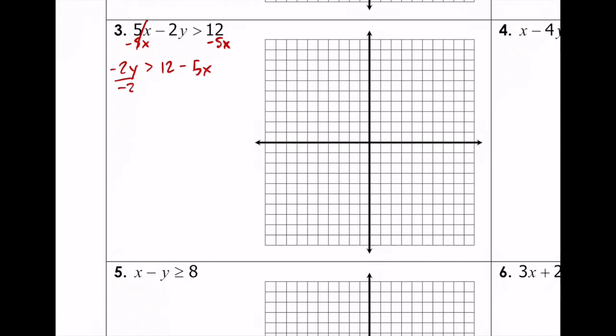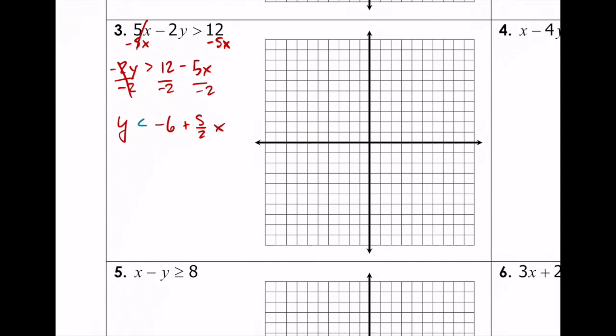We need to get rid of that negative 2, so we're dividing by negative 2. This goes away, and remember, when you divide by a negative, the sign has to point in the other direction. So 12 divided by negative 2, that's negative 6, and negative 5 over negative 2. Two negatives make a positive, so we're just going to turn this into 5 over 2.